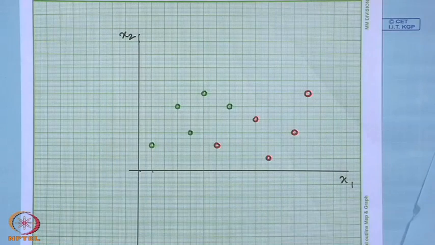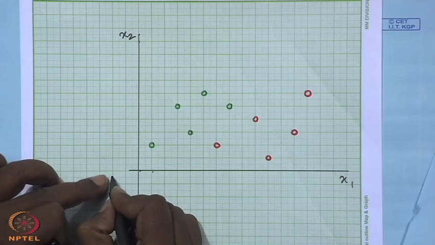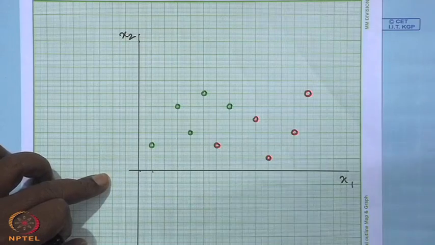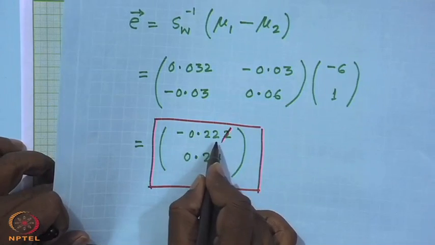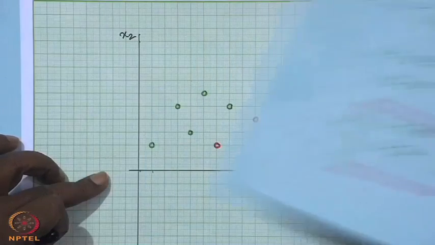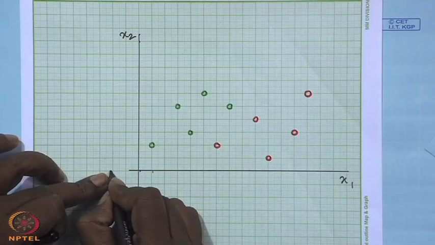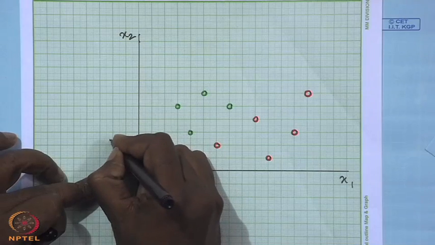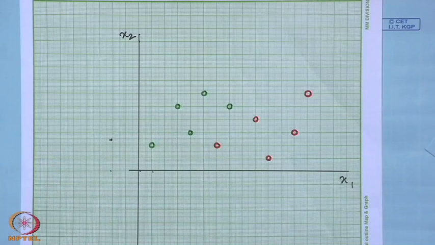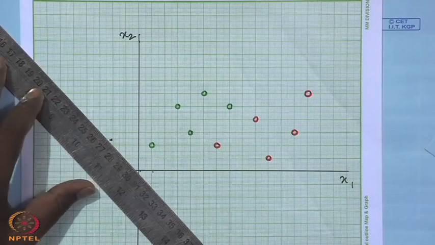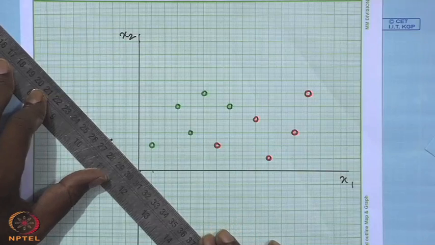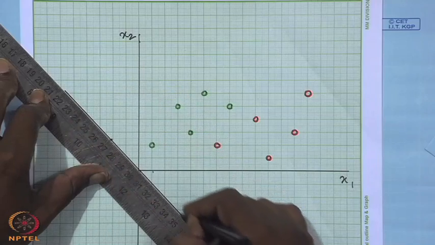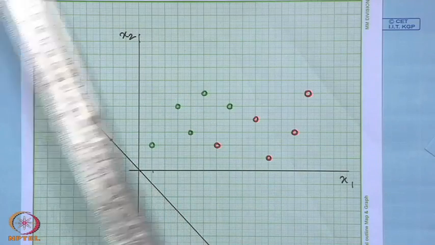Or even minus 22. If I multiply this by 100, even that does not matter. So, I will make it minus 22 and plus 24. Minus 22 is somewhere over here, plus 24 is over here. So, this is the point, and my vector is this. This is the direction of projection.